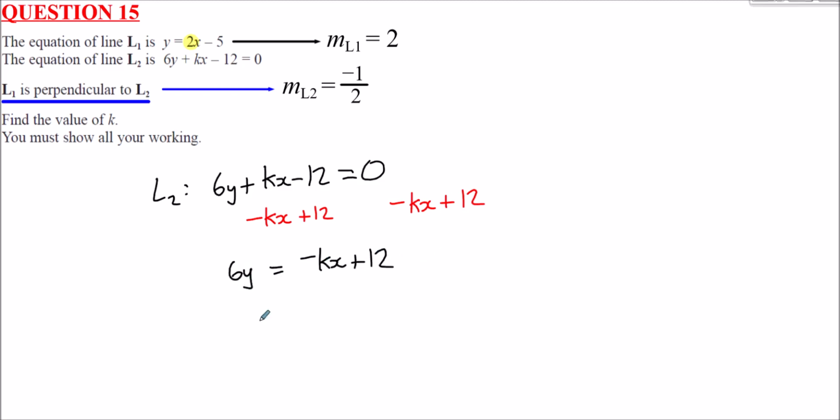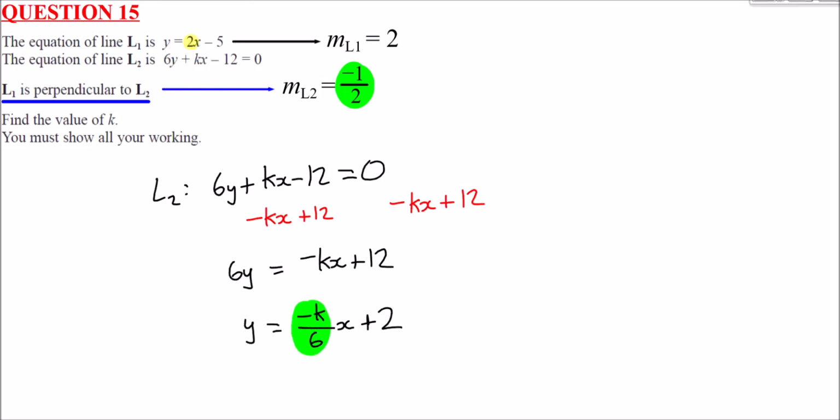Therefore, if I divide both sides by 6, I'll get that y equals minus k over 6, I'm just going to write k for now. Then 12 divided by 6, because I need to divide everything by the 6, gives us 2. So the gradient of L2, which needs to be minus 1/2, but now this is in the form y equals mx plus c, the stuff in front of the x is the gradient. So in terms of k, the gradient of L2 is minus k over 6.